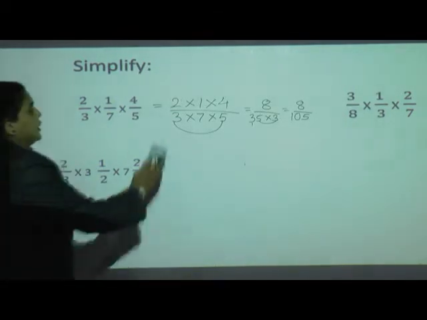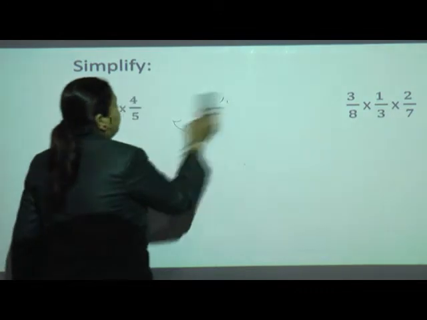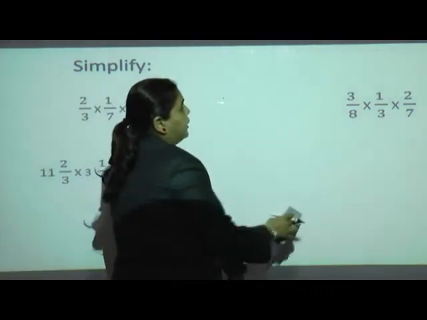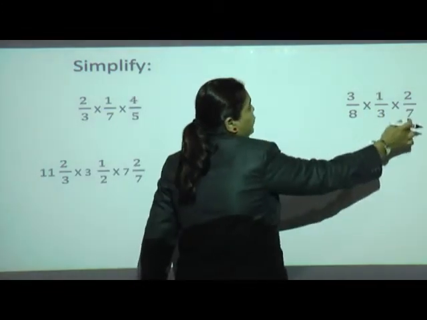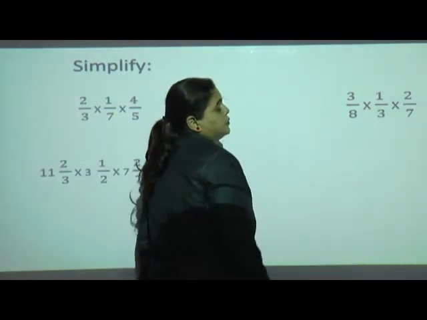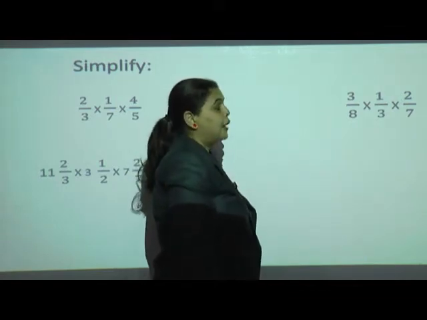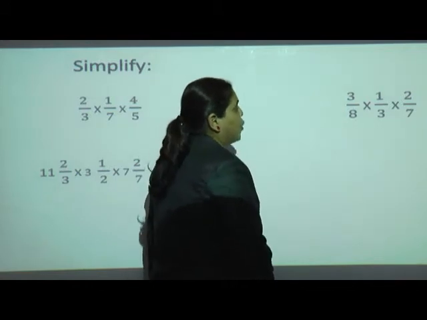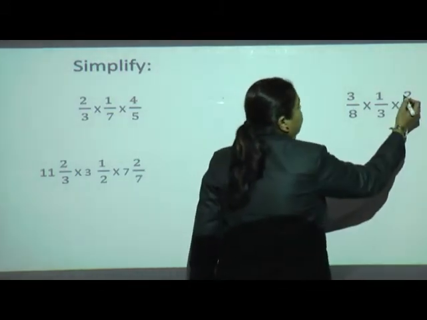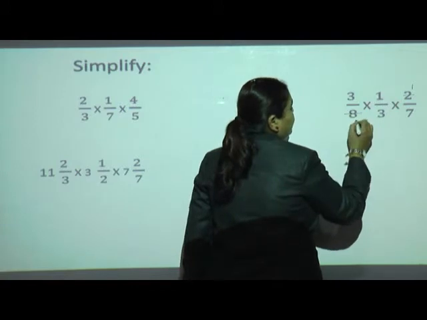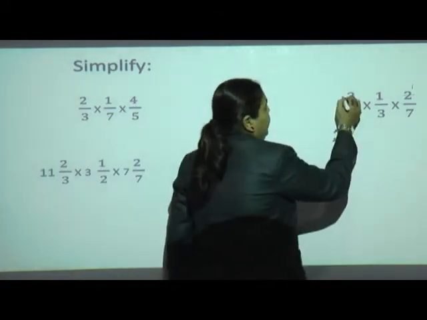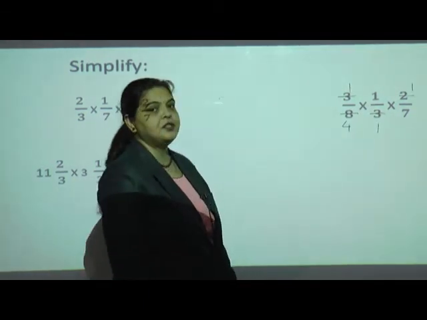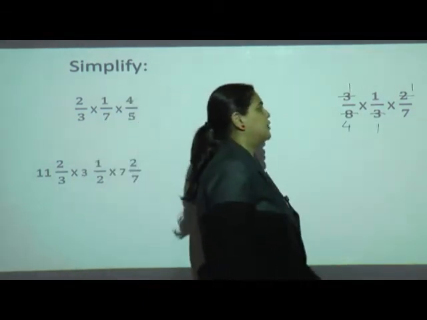We will go for another example which is already given here: 3 upon 8 multiplied by 1 upon 3 multiplied by 2 upon 7. First we have to see, can we reduce it into the lowest fraction? Yes, it is possible here. Here 2 1s are 2, 2 4s are 8. Here 3 1s are, here also 3 1s are. We have tried to reduce the fractions. It was possible here, so we reduced it.